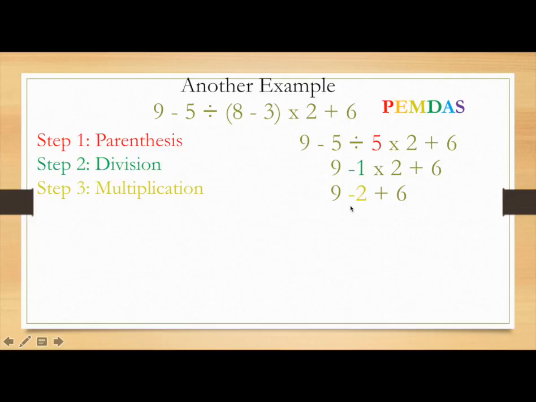Subtraction comes first, so our next step is subtraction. Again, addition doesn't always come first. 9 minus 2 is 7. Lastly, we do addition. 7 plus 6 is 13.